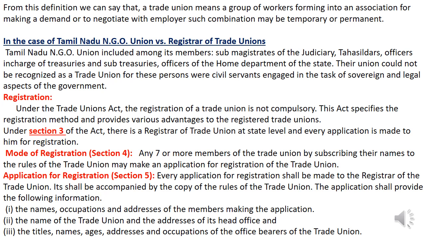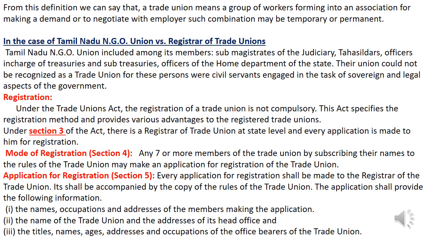How does the registration take place? From Section 3 to Section 7, we have a number of sections involving the registration process and how the cancellation process takes place under registration of trade unions. Under this Act, registration of a trade union is not compulsory, but it has some advantages and benefits like immunity from civil and criminal liabilities. So under Section 3 of the Act, there is a Registrar of Trade Unions at state level, where every application has to be made. So Section 3 refers to the Registrar of Trade Unions.